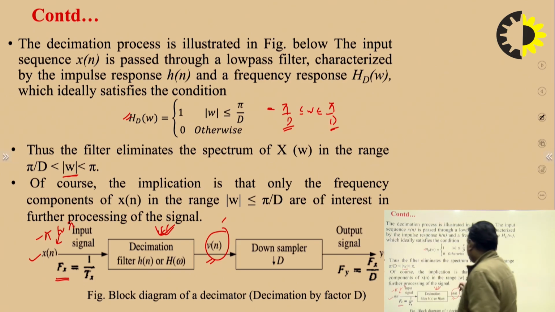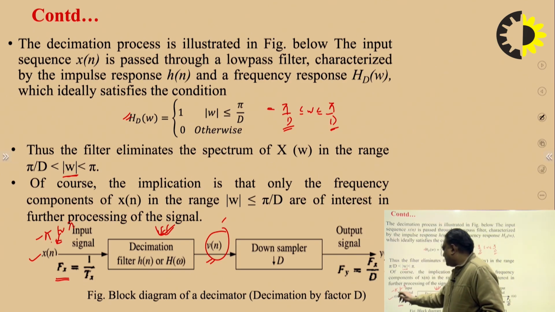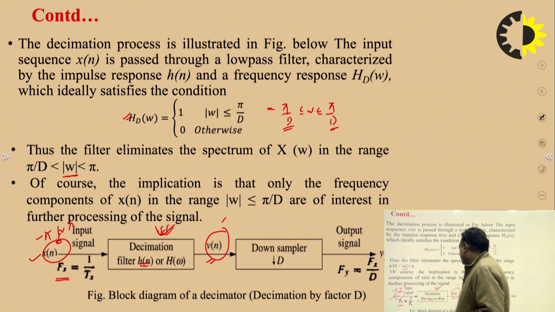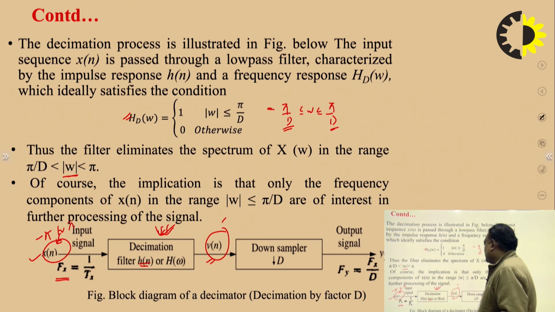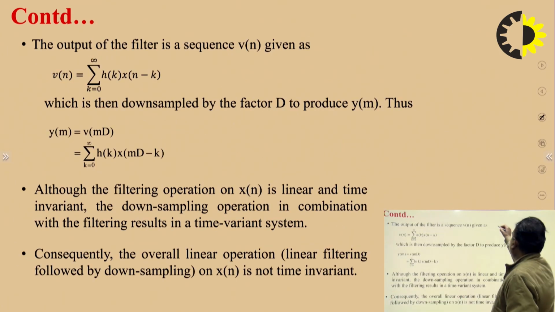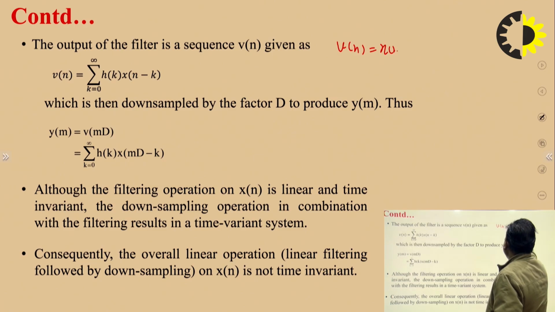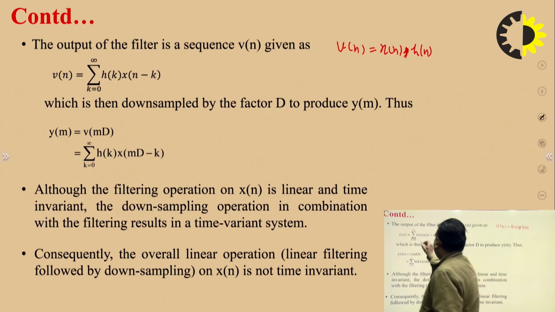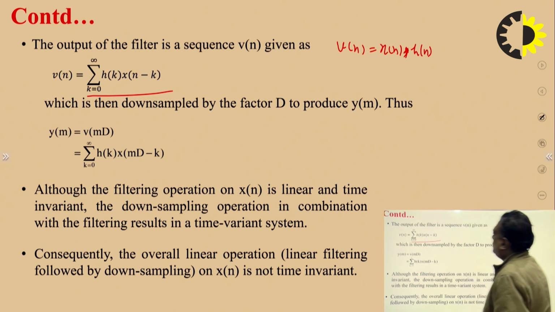So what is this v[n]? This is a linear filtering operation. You can see x[n] is the input here and h[n] is the impulse response of the filter. So v[n] is the output of this low pass filter, and it is the convolution of x[n] and h[n], where this is the convolution sign. So v[n] is x[n] convolved with h[n], which you can write as the summation over k from 0 to infinity of h[k] into x[n minus k], which is then downsampled by a factor d to produce y[m].